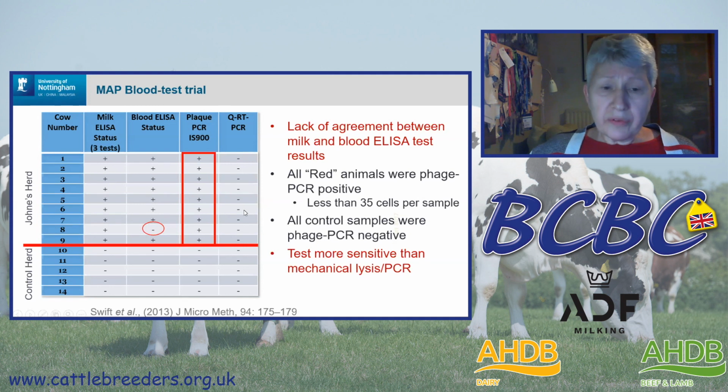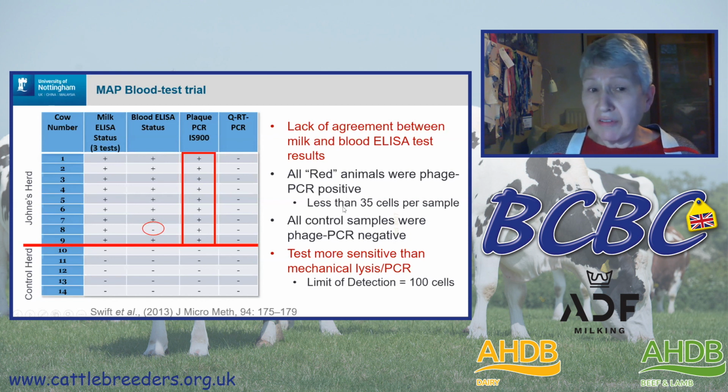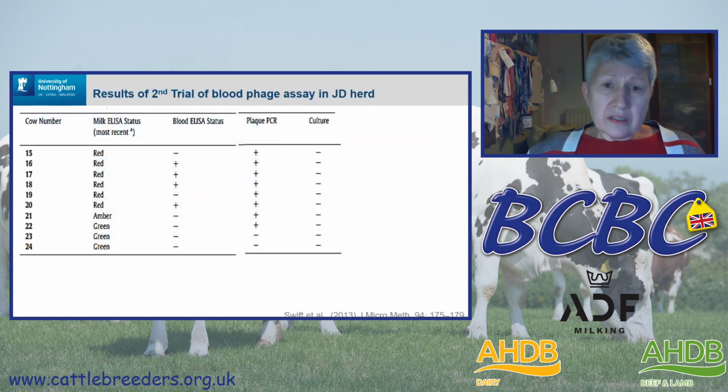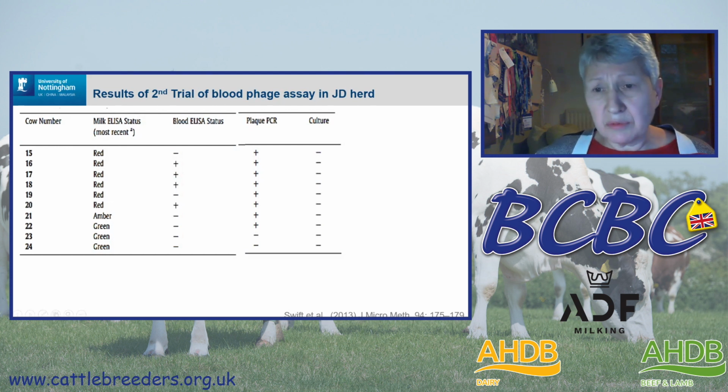Interestingly, all of the commercial qPCR results were also negative. But the quoted limit of detection for that method is 100 cells. We had less than 35. We really didn't expect any of those to be positive, and they all proved to be negative. So that was encouraging. So we carried on and tried a third set of animals.